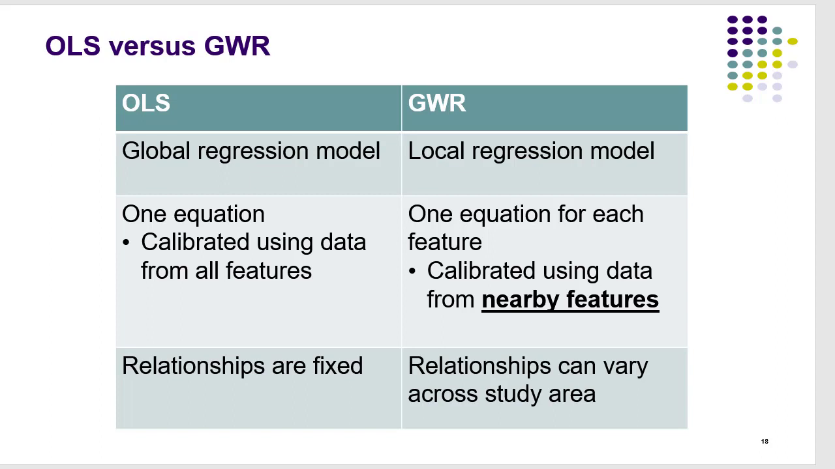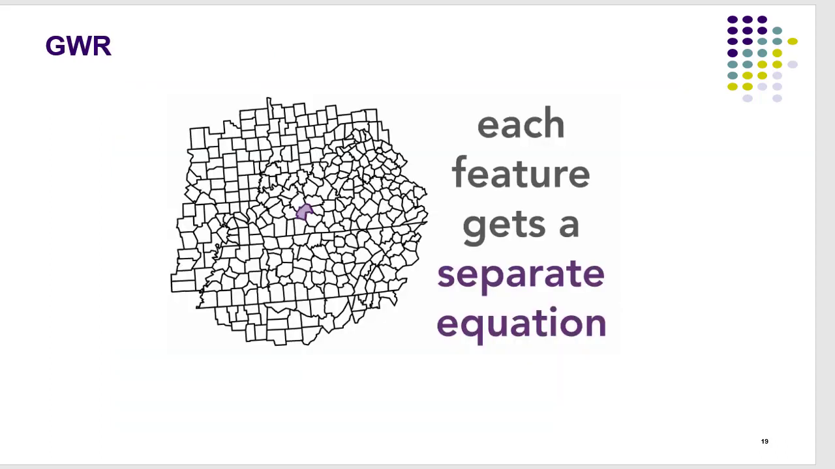OLS gave us one equation, and now we have one equation for each feature. So for each row in our table, for each mapped feature, point, line, or polygon. And it's calibrated using data from nearby features. In OLS, those relationships are fixed. In GWR, those relationships can vary across the study area. Every feature has a different coefficient for each variable in geographically weighted regression.